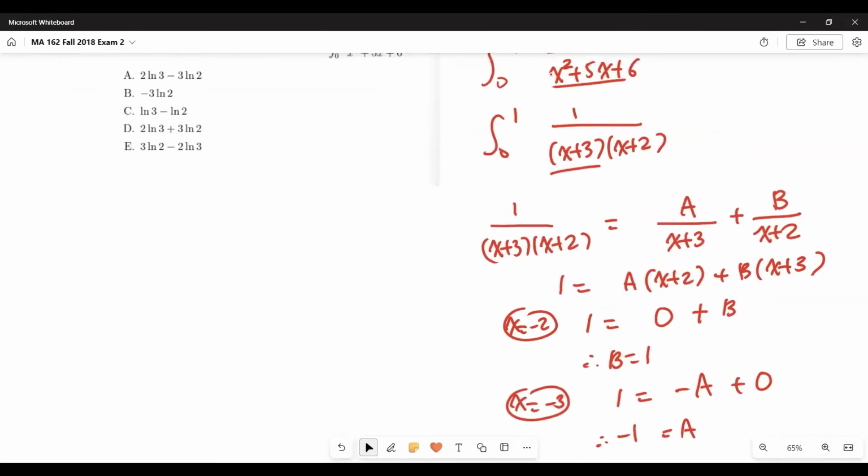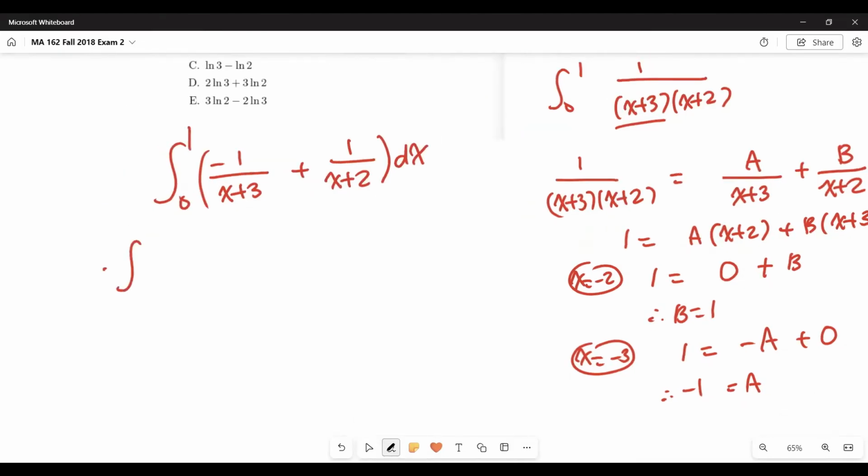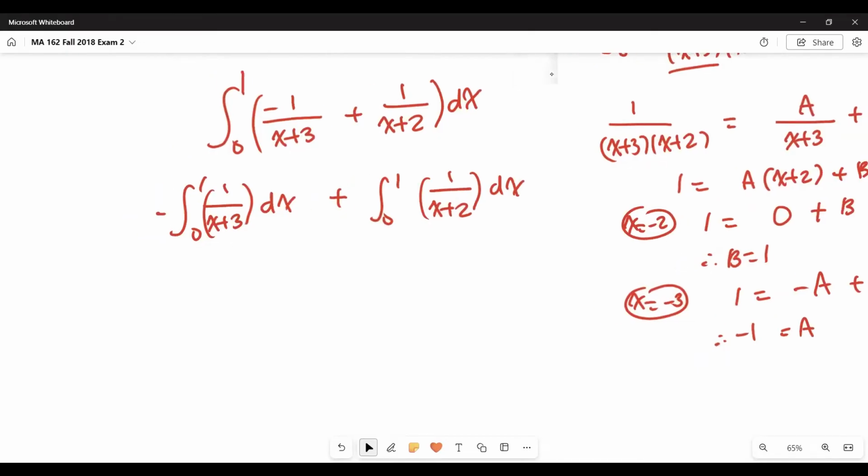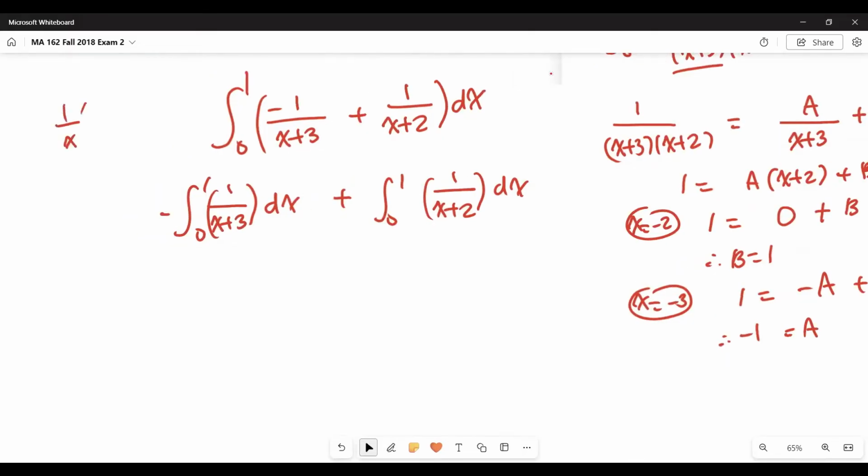So this 1 over (x+3)(x+2) is just 1 over x+3 plus 1 over x+2, right? And this entire thing, dx, from 0 to 1. So let's separate it: the integral of -1 over x+3 dx from 0 to 1, plus the integral from 0 to 1 of 1 over x+2 dx. So if you remember your natural log, the integral of 1 over x is just ln of the absolute value of x, right?